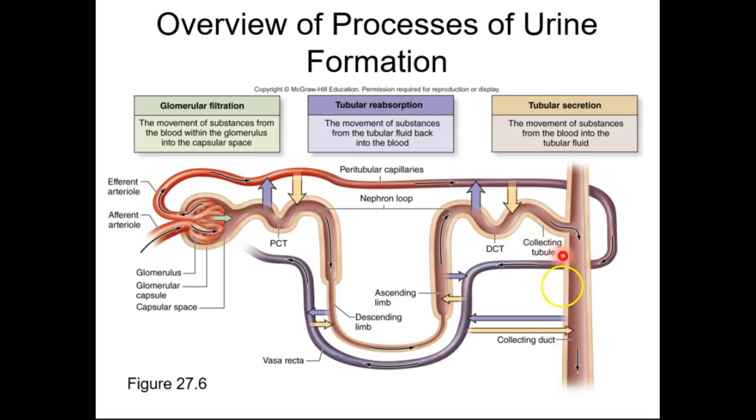Now it's just a passive thing. We've got a little channel and it's open now. But over here at the ascending limb, what were we doing in the ascending loop of Henle?